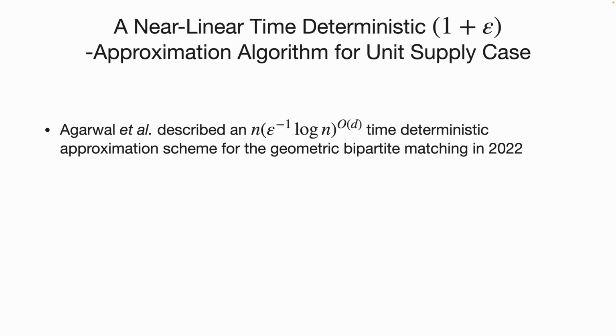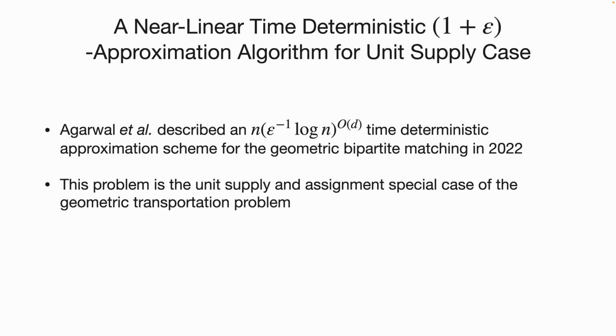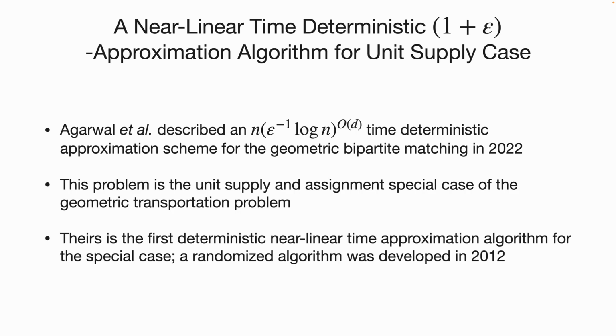Our algorithm is strongly motivated by the recent result for a special case of the transportation problem, the geometric bipartite matching. Agarwal et al. described the first near-linear time deterministic approximation scheme for the problem in STOC 2022. That problem is a special case of the transportation problem where you have unit supplies and the assignments are all integers. Their algorithm actually is the first deterministic near-linear time approximation algorithm for the special case, while the randomized algorithm for the same problem was developed 10 years ago. This shows the difficulty of de-randomization.